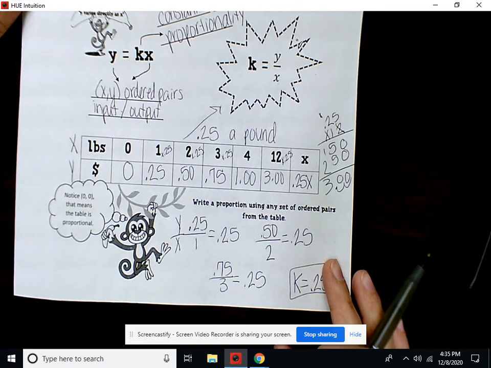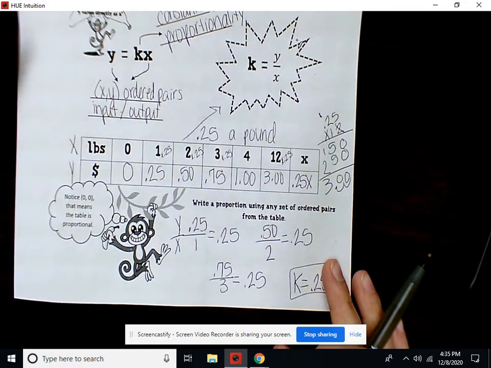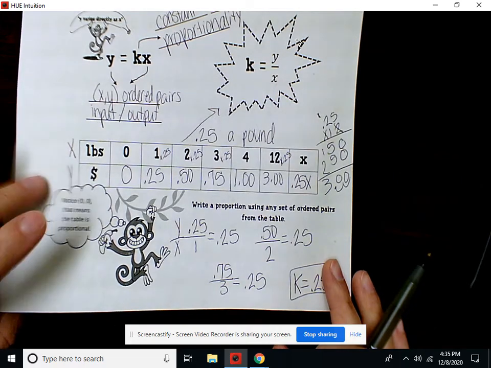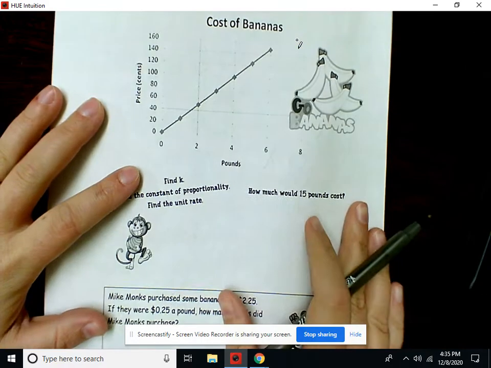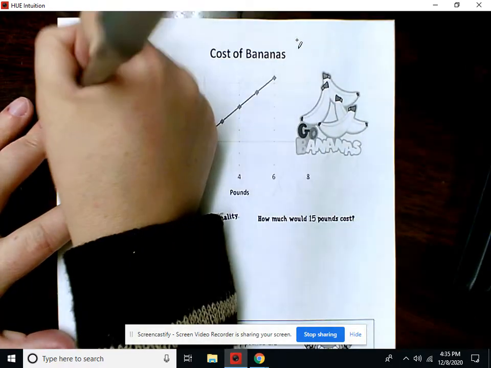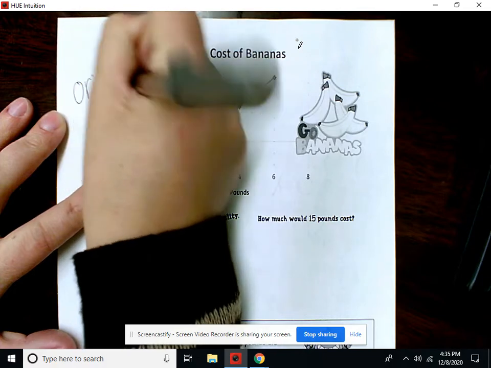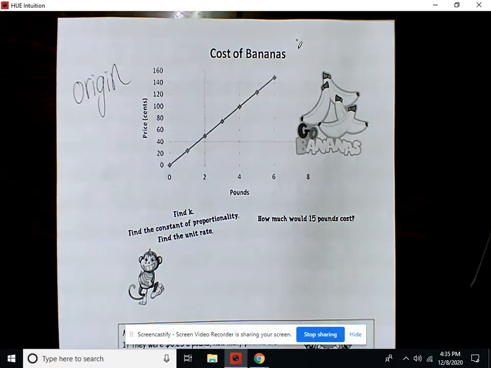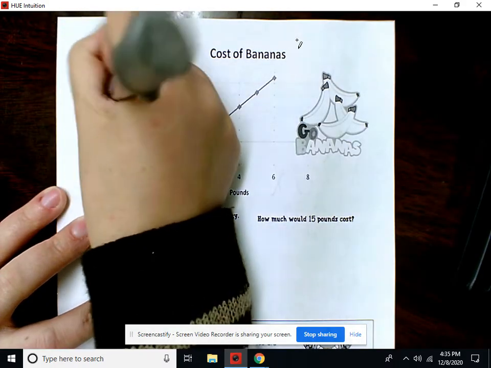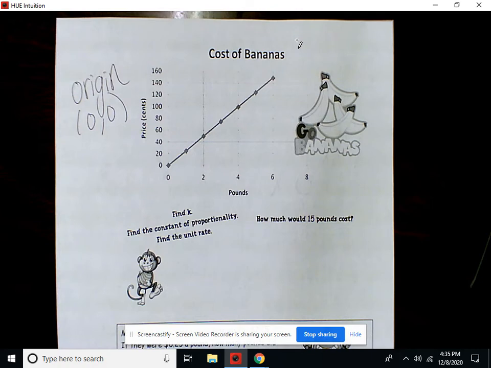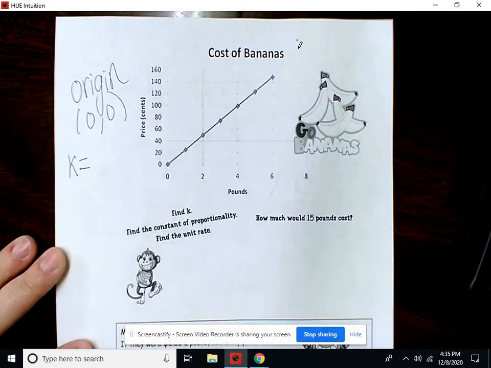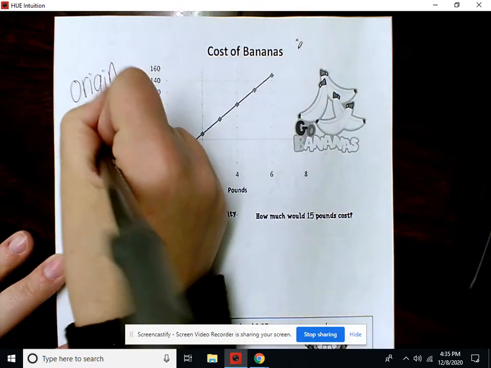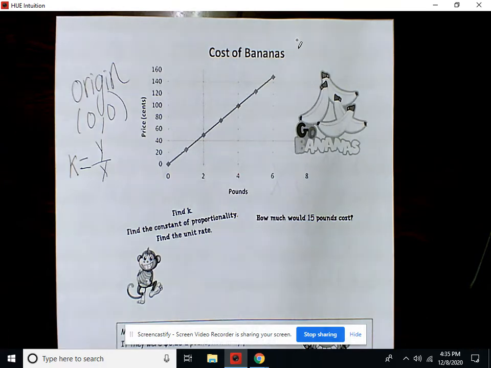Okay, so now we're going to look at the back side. So that's going to be our word problem and our graphs. Okay, so for a graph, it must go through the origin. Okay, so what is the origin? Well, the origin is 0, 0. Okay, but once we find the origin, we've got to figure out what is our k. K is just like our table. It's going to be our y over x.